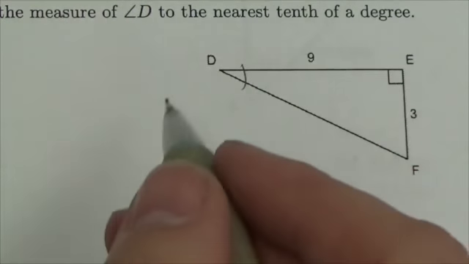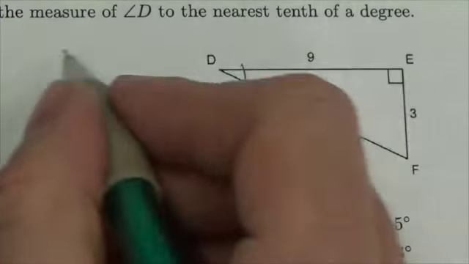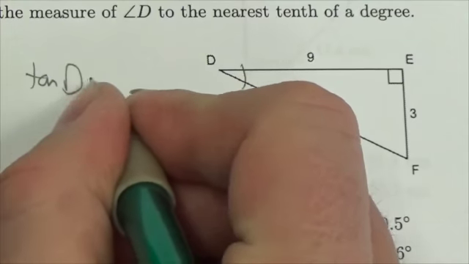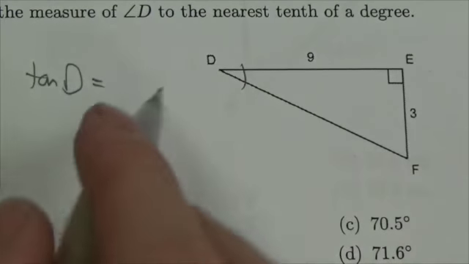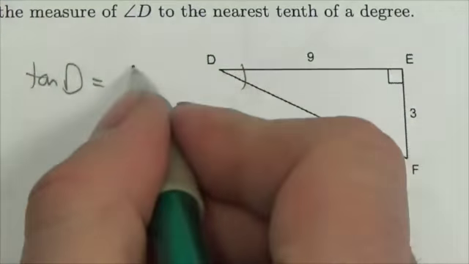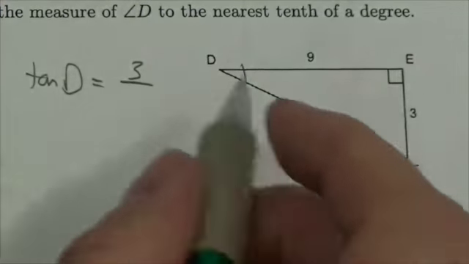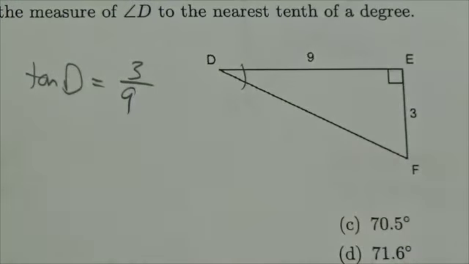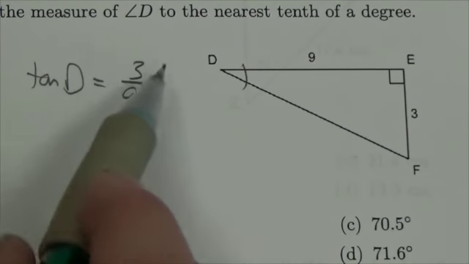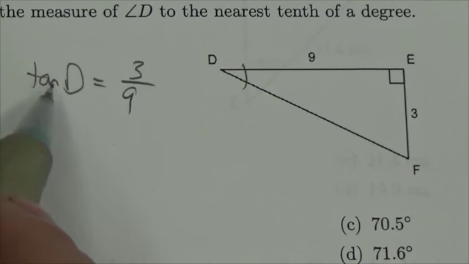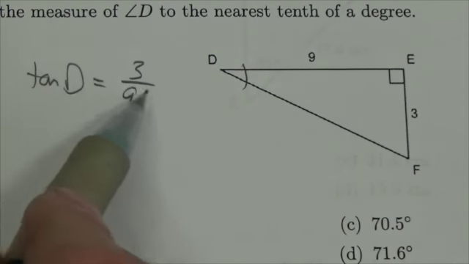Now, opposite and adjacent, that ratio corresponds to the tangent ratio. So the tangent of angle D is going to be equal to the opposite side divided by the adjacent side. So I know that. This is the ratio of side lengths. Remember, the trig functions always take an angle and produce a ratio of side lengths.